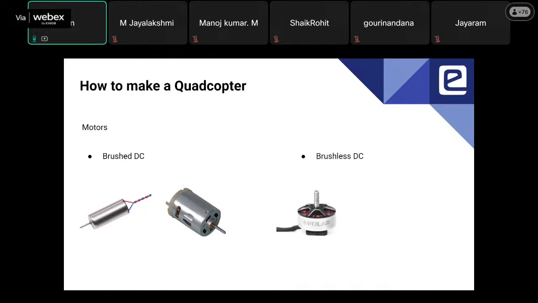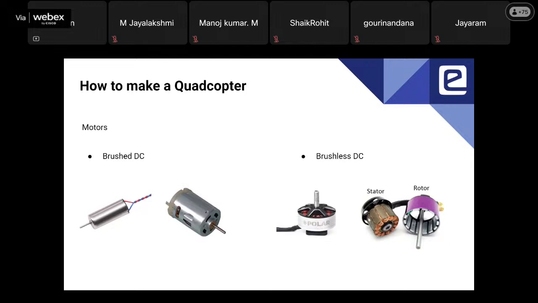And then you have the brushless DC motor. These are the models commonly seen and used in drones. I hope you guys know the difference between a brushed DC motor and a brushless DC motor. I'm not going to go there. So what we commonly use are brushless motors. These motors have a longer lifespan, and hence they are very suitable for our jobs.